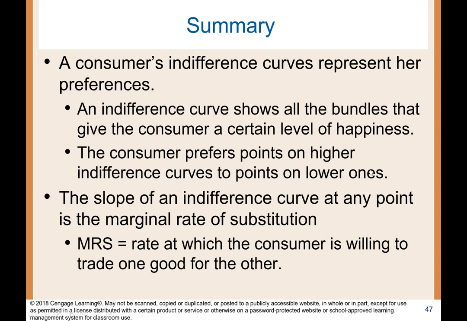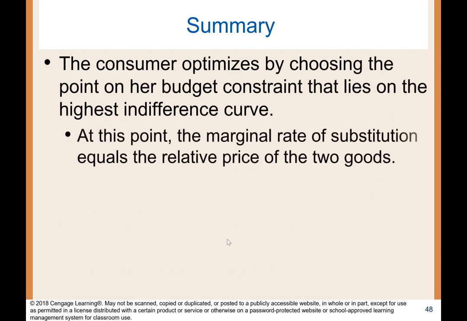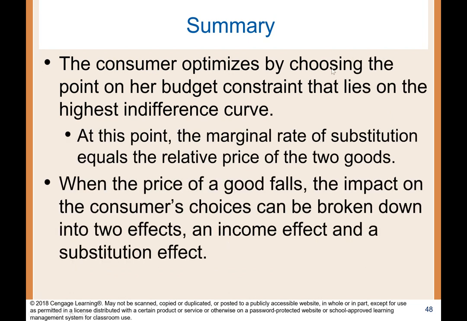A consumer's indifference curve represents her preference. An indifference curve shows all the bundles that give the consumer a certain level of happiness. The consumer prefers points on the higher indifference curves to points on lower ones. The slope of an indifference curve at any point is the marginal rate of substitution, or MRS, which is the rate at which the consumer is willing to trade one good for another. The consumer optimizes by choosing the point on her budget constraint that lies on the highest indifference curve. At this point, the marginal rate of substitution equals the relative price of the two goods.